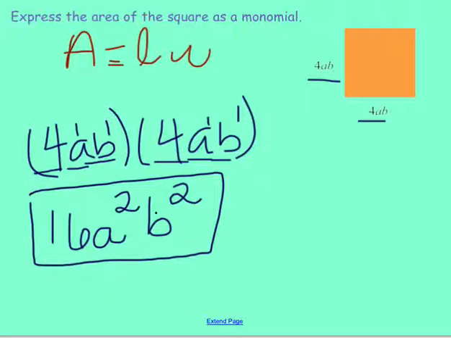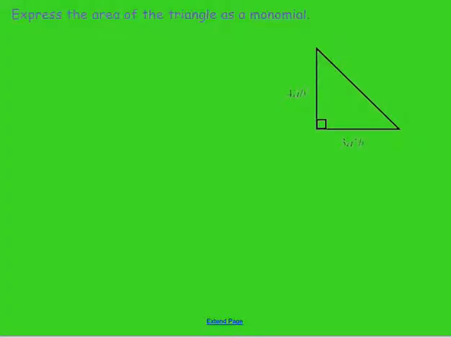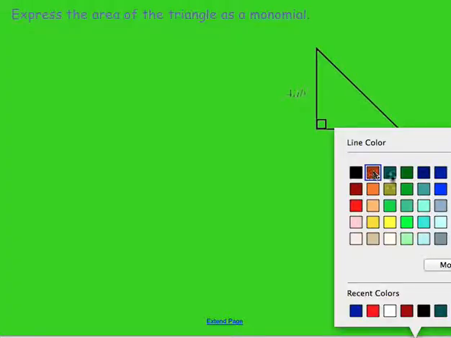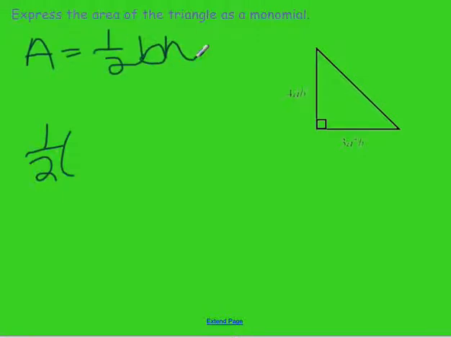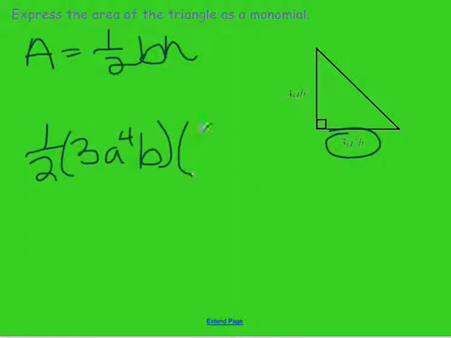Okay. Next, let's take a look at this triangle here. For this triangle, we're going to do 1/2, and then we're going to multiply the base. Just for your side notes, the area of a triangle is 1/2 base times height. So we're going to take the base, which is 3a to the 4th b, and then the height, 4ab to the 5th.